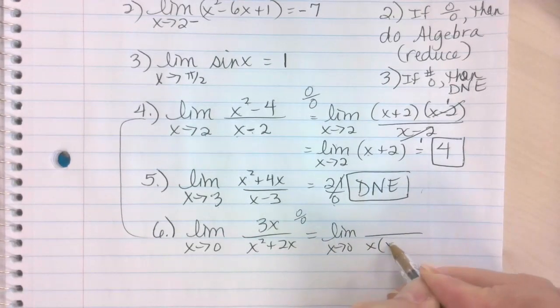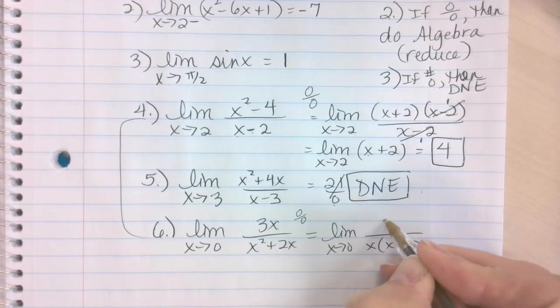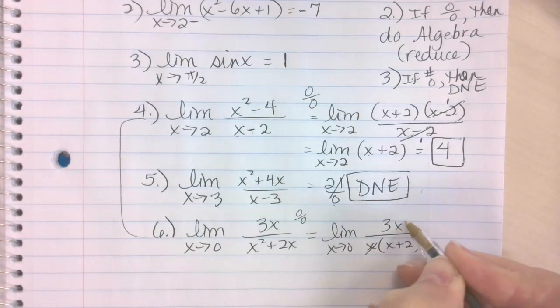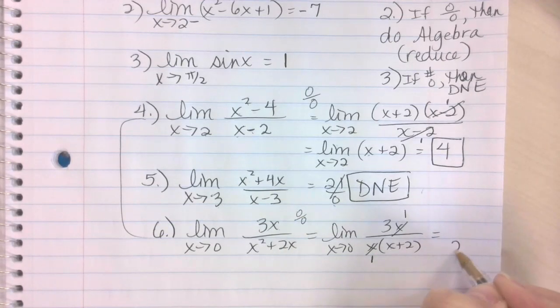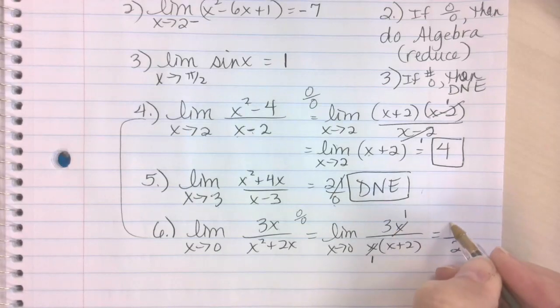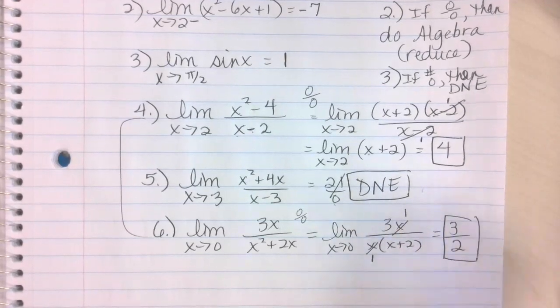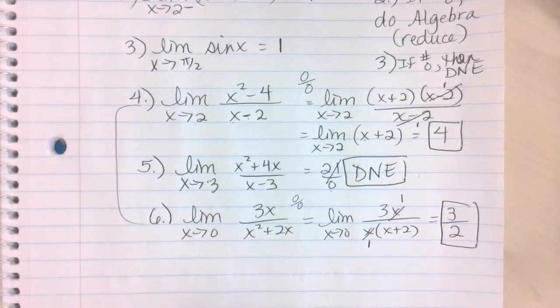Factor an x out, and we see the x will cancel or reduce. Now we're to the point we can replace the x with a 0. 3 times 1 is 3. There it is. If you need to go to your calculator to prove it to yourself, prove it to yourself.